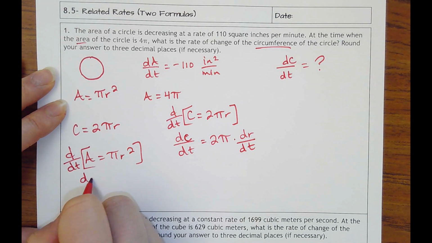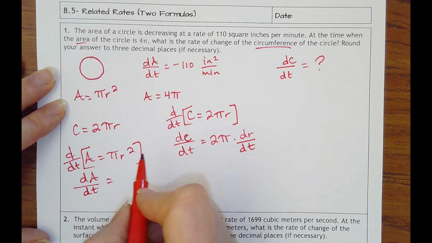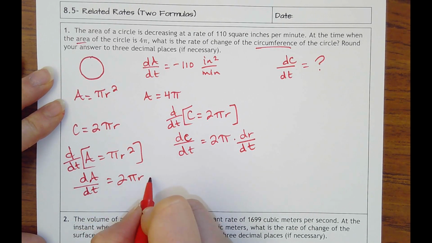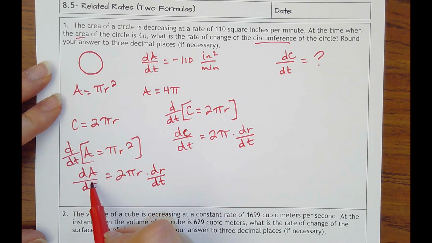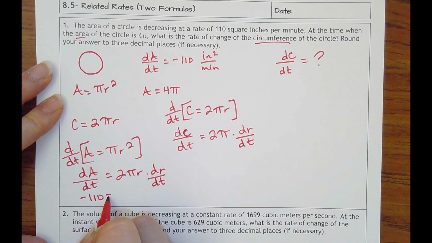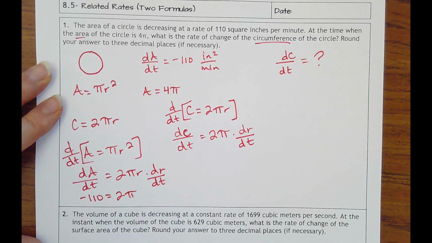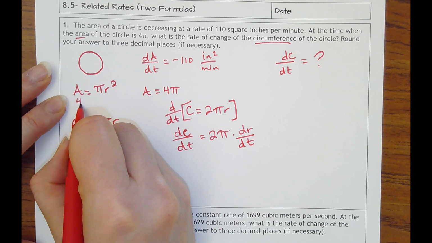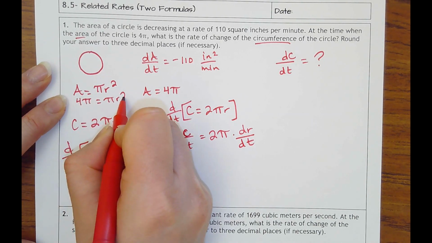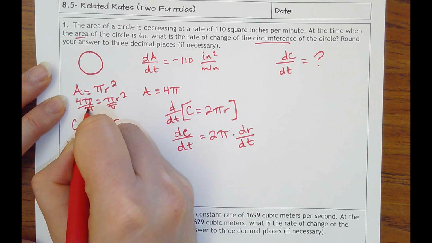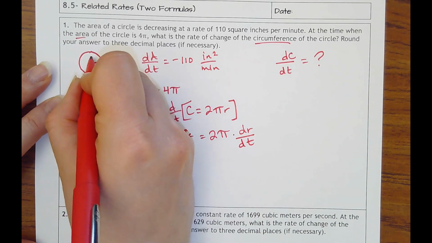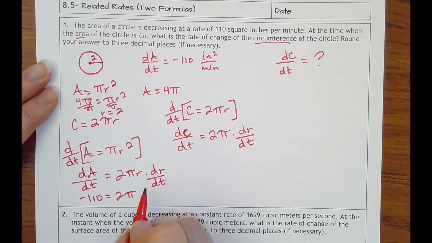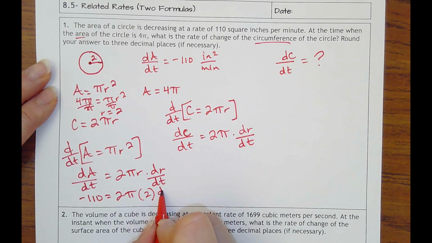So that would be dA/dt. That would be 2 pi r times dr/dt. Okay, they're giving me this area at a time, that's the negative 110, equals 2 times pi. Did they give me a radius? No. But I could find it real quick because it's saying when the area is 4 pi. Divide away the pi, so it cancels, and then r squared is 4, so r must be 2. Okay, so then I've got 2 to plug in, and then I'll have dr/dt to solve.